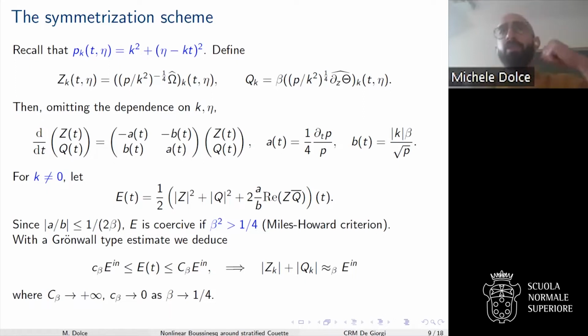Well, what you can do is try to perform an energy estimate. Therefore, you introduce an energy functional, which is this one, and it shouldn't be really surprising, in the sense that it is exactly the conserved Lyapunov functional you have if A and B were constant. But there is a nice feature: this energy functional is coercive if you satisfy the Miles-Howard criterion. So somehow we are in this sharp regime, a method to recover what is known from classical spectral analysis. And then, again, it is not conserved, so you perform some Gronwall-type estimate and you bound this energy functional from above and below.